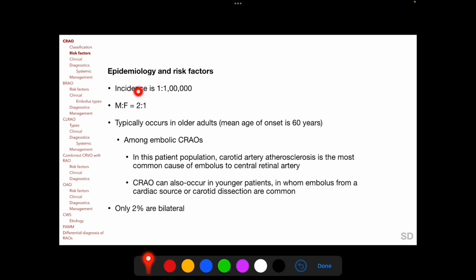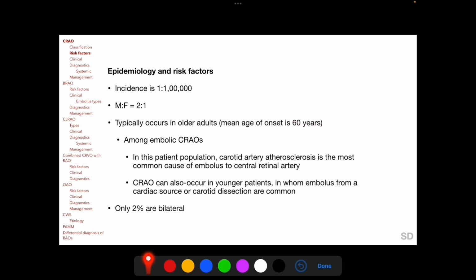The annual incidence of CRAO is said to be 1 in 100,000 individuals in the general population, with males being more commonly affected than females. The mean age of onset of CRAO is around 60 years, but CRAO can occur in individuals within a wide age range. As we have mentioned, the most common cause of CRAO is in situ thrombus formation within the central retinal artery, usually due to atherosclerosis, and among embolic CRAOs, carotid artery atherosclerosis is the most common source of an embolus in patients in this age group.